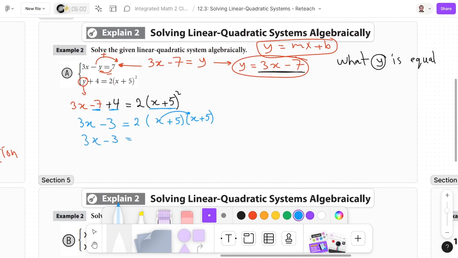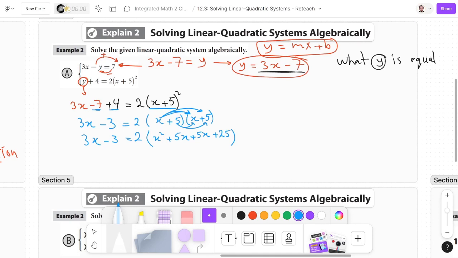3x minus 3 equal to, now open a big bracket. Now x times x is equal to x squared. x times 5 is equal to plus 5x. 5 times x is equal to 5x. 5 times 5 is equal to 25.